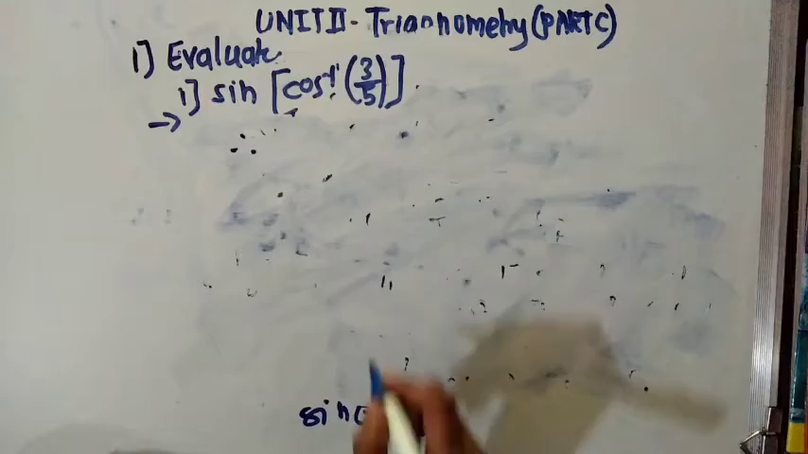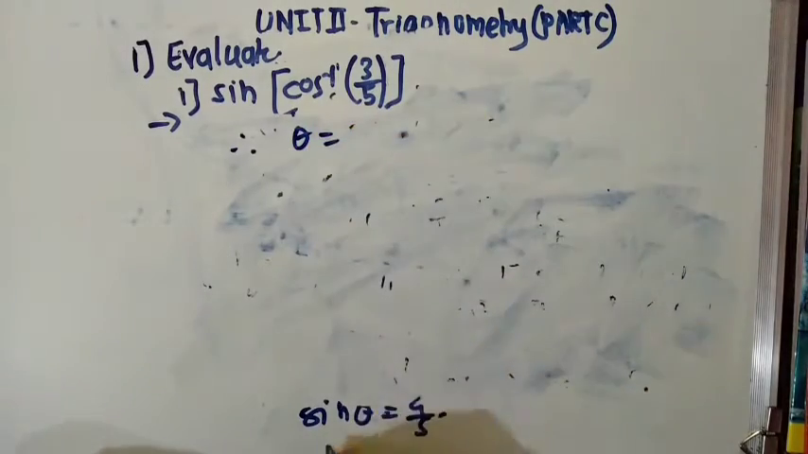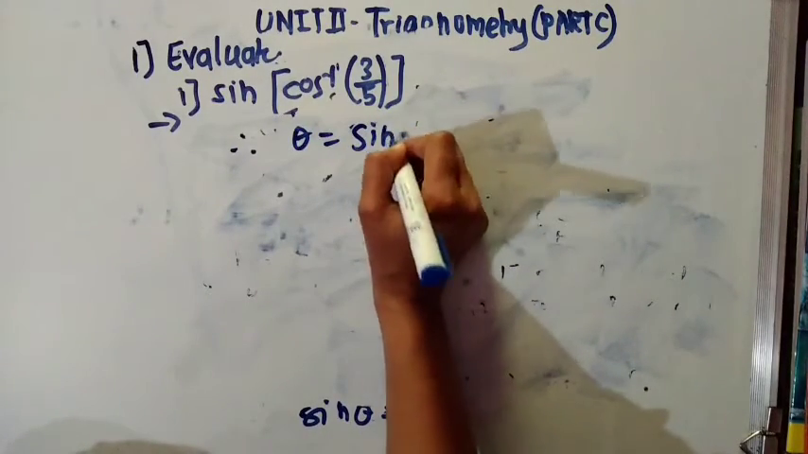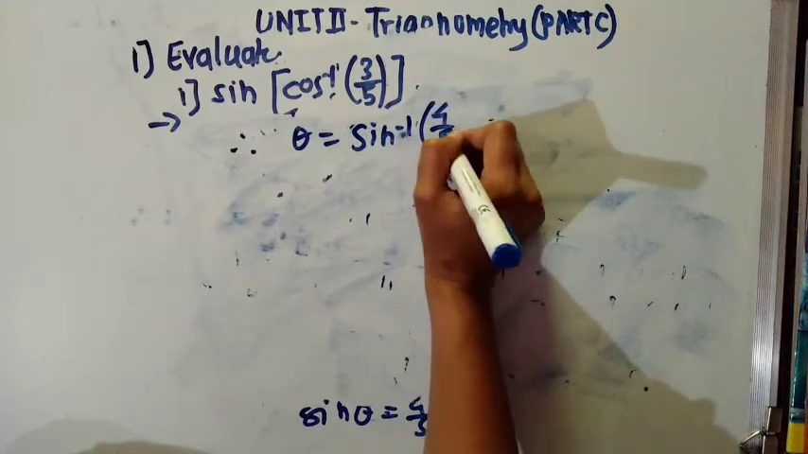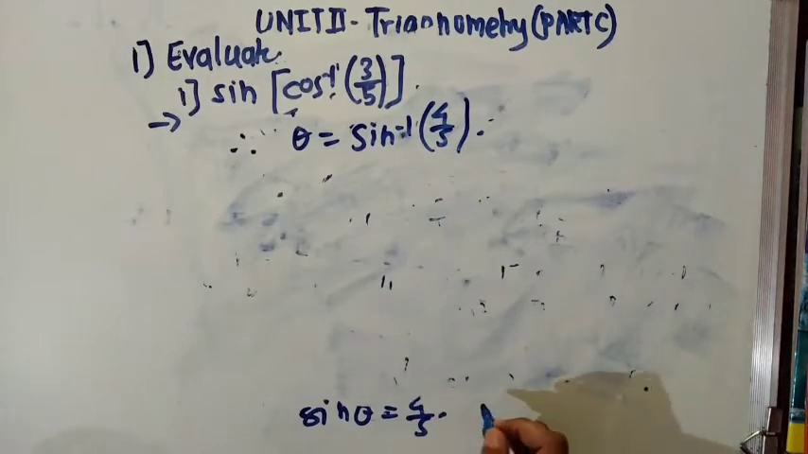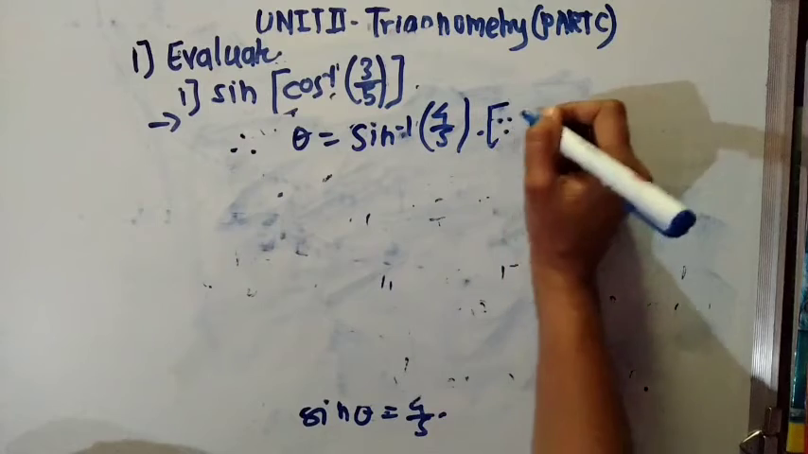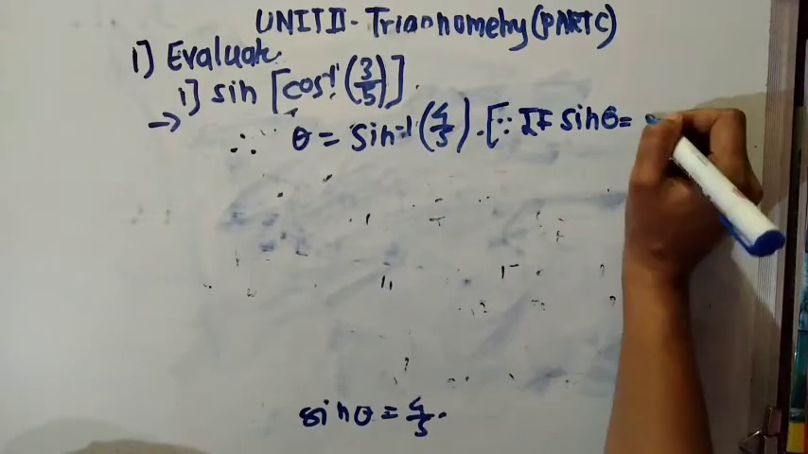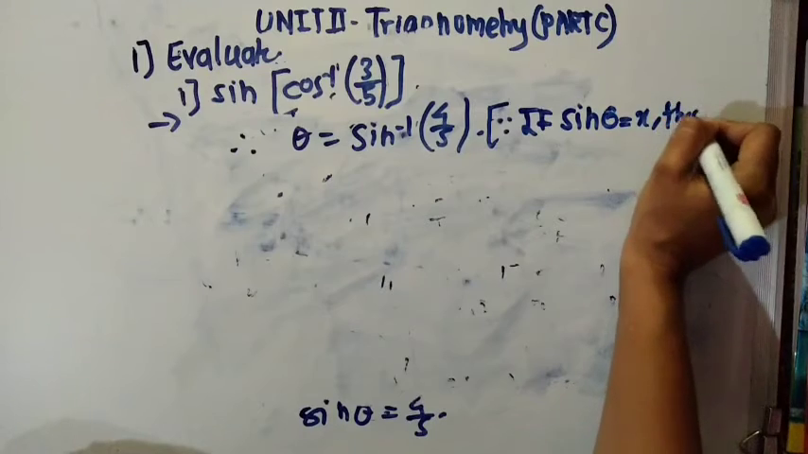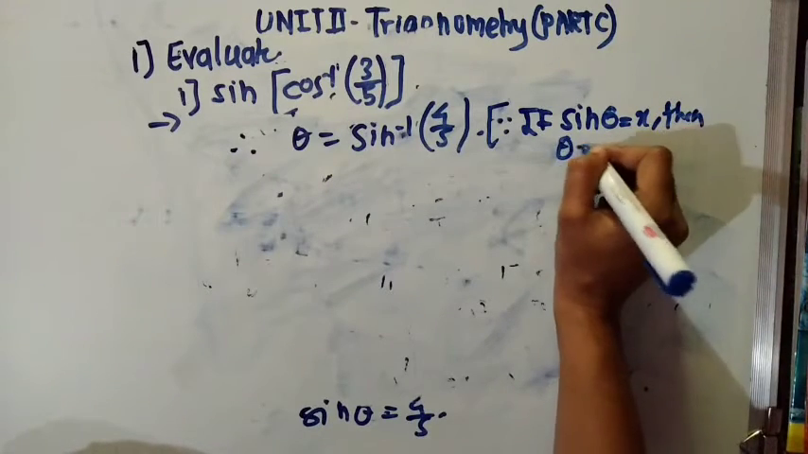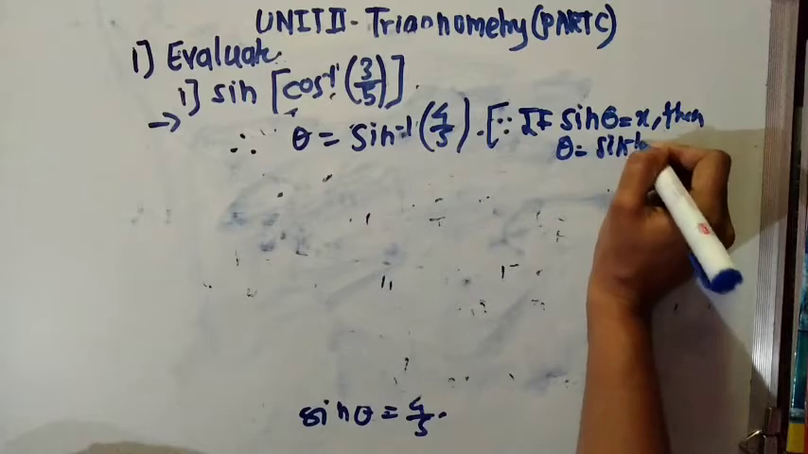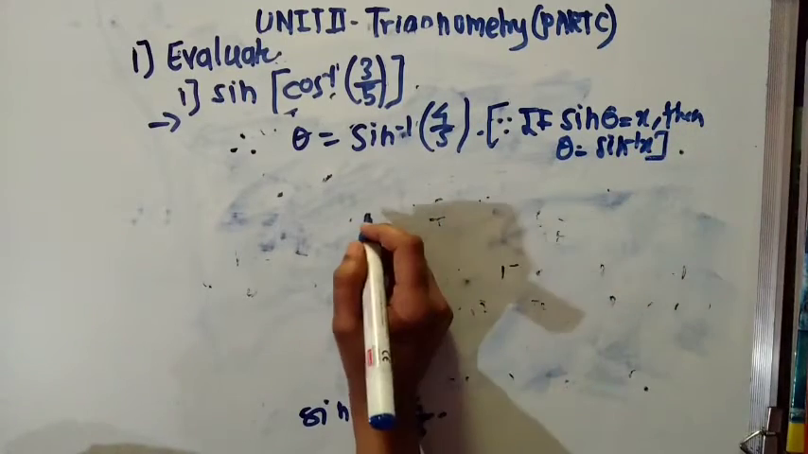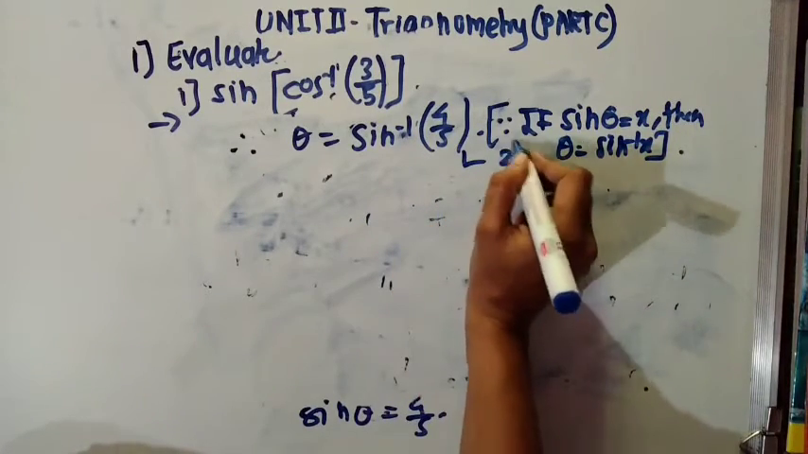Hence theta is equal to sin inverse of 4 upon 5, because if sin theta is equal to x, then theta is equal to sin inverse of x. This is the second equation.